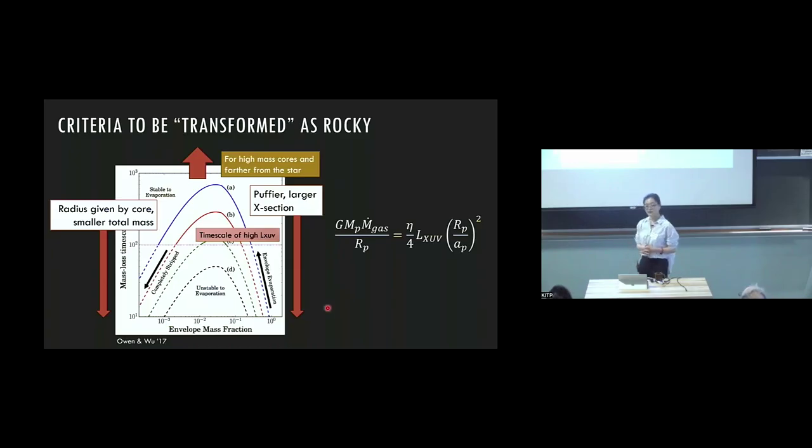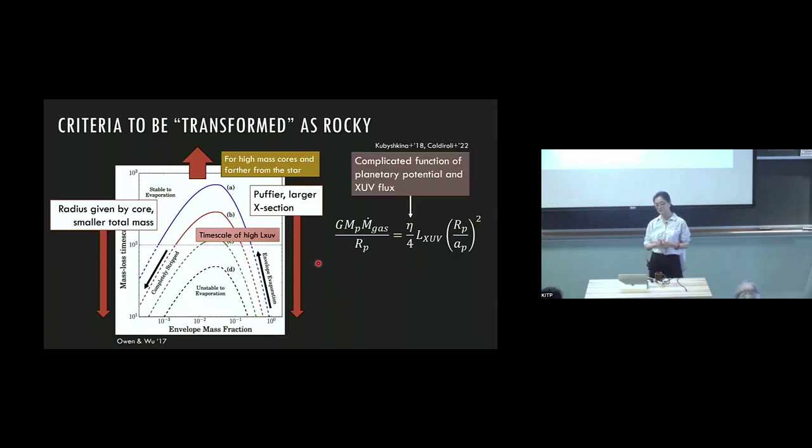And furthermore, some cautions to keep in mind. There's this eta factor, the efficiency factor, which is how much of that irradiation flux actually gets used to get rid of these atmospheres. It is quite a complicated function of planetary potential and XUV flux, so you do need to consider that if you would like to get a precise value.